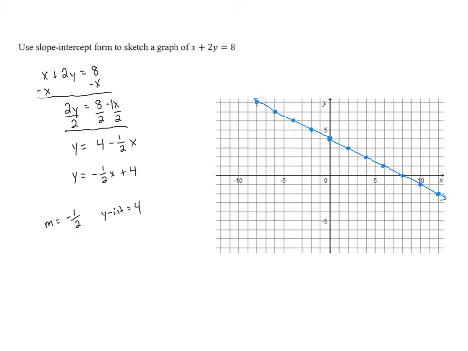Once we've drawn it, we can label it x plus 2y equals 8. And we're good to go.